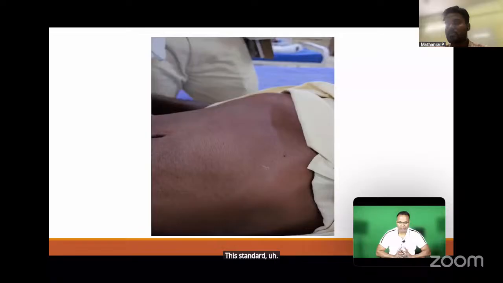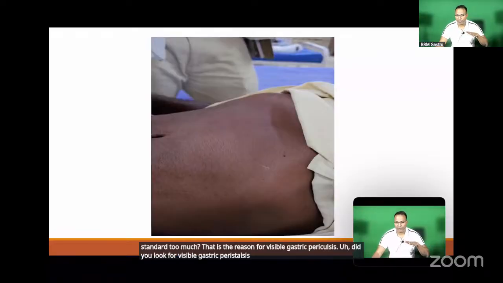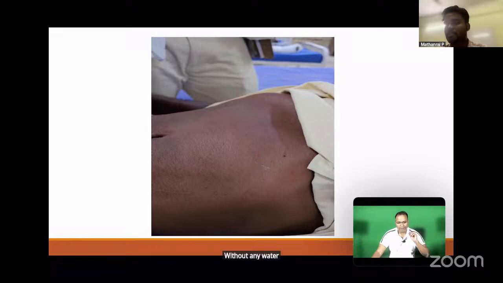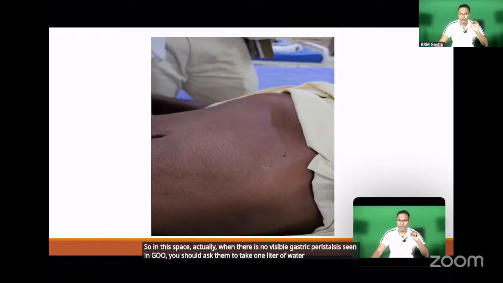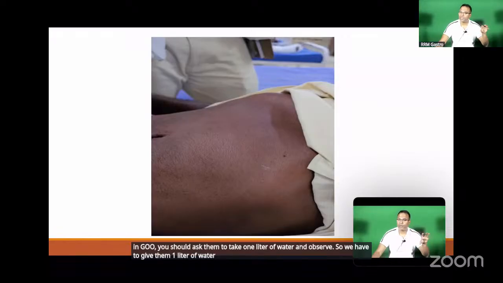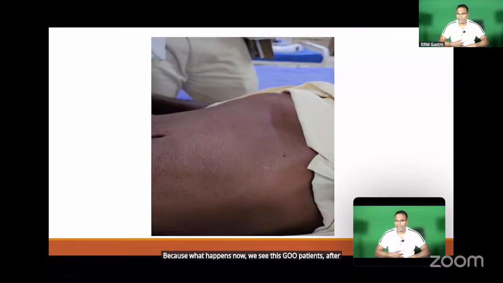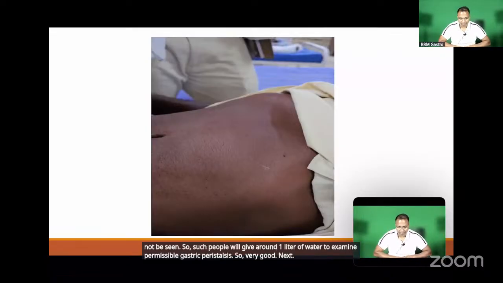Distended too much. Okay, the stomach is distended too much. That is the reason for visible gastric peristalsis. Did you look for visible gastric peristalsis after giving 2 liters of water or without any water? Without any water, I am able to see it here. In a patient with GOO where no visible gastric peristalsis is seen, you should ask them to take 1 liter of water and observe. Because in GOO patients, after they vomit, the VGP will not be seen. So such patients are given around 1 liter of water to examine for visible gastric peristalsis. Very good. Next.